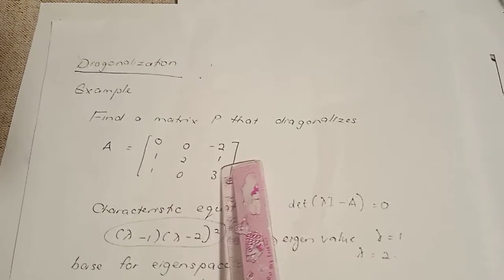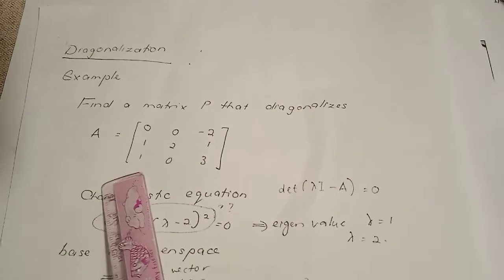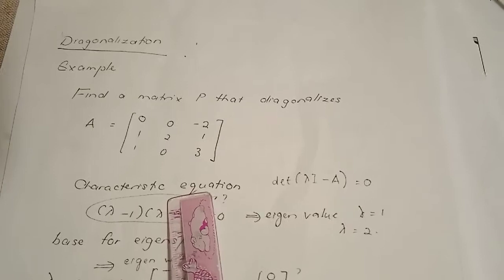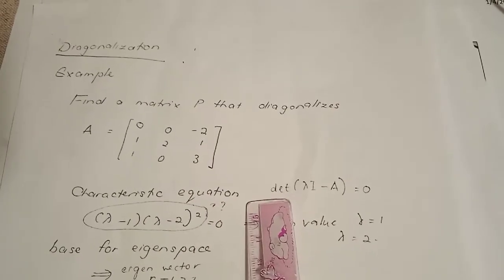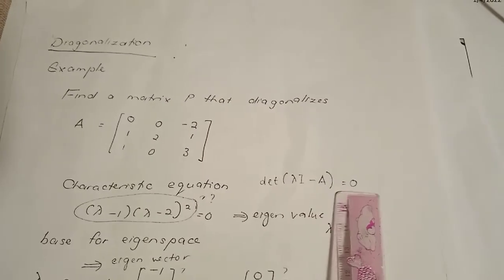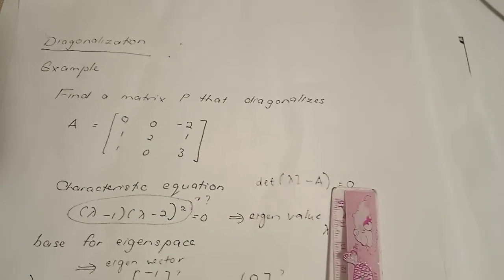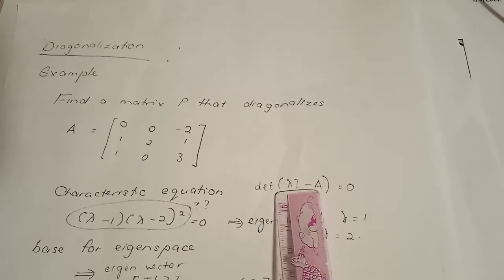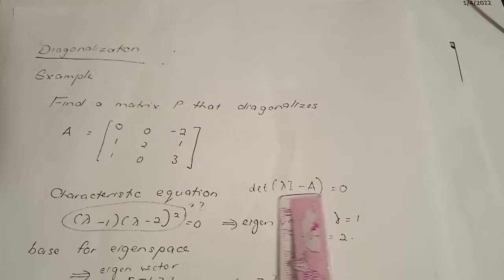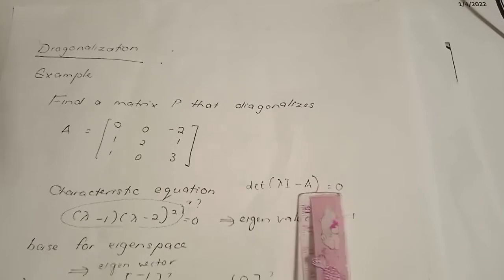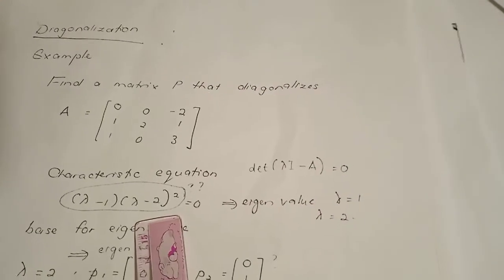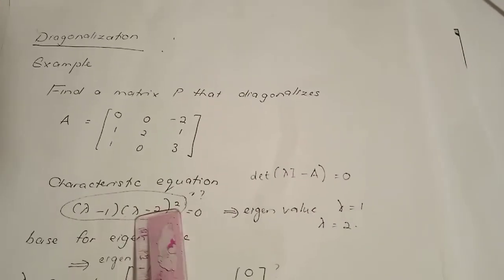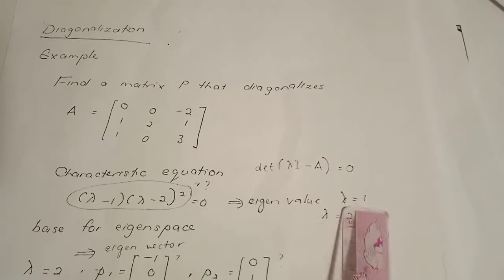Okay, example: find the matrix P that diagonalizes a given matrix A given by this matrix. First, we need to find the characteristic equation from the determinant of lambda identity minus A set to 0. This is the characteristic polynomial equation. Try to solve this characteristic equation and you will be able to get this equation from the determinant. So from here, we get lambda equal 1 and lambda equal 2.